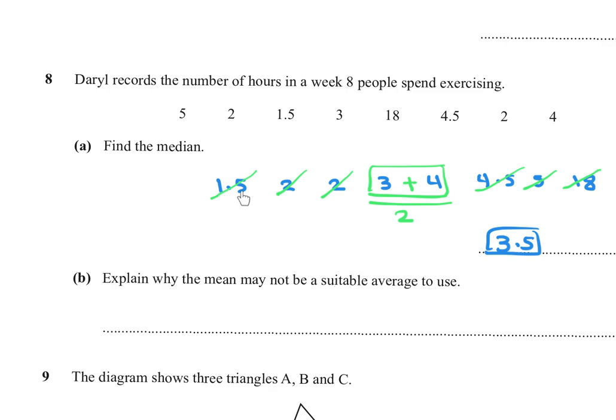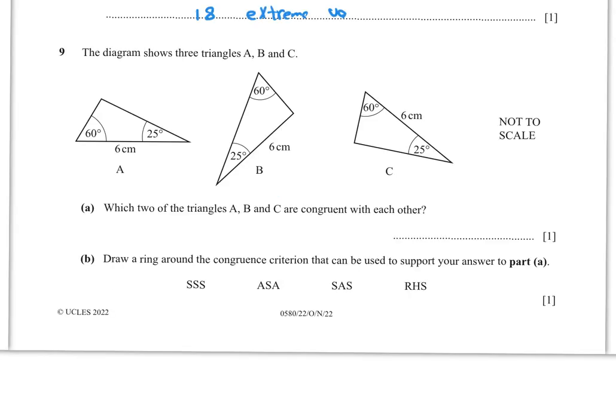Explain why the mean may not be a suitable average to use. If you look at the values, 1.5, 2, 2, 3, 4, 4.5, 5, then 18. So 18 is an extreme value. The others are closer to each other, but 18 is an extreme value, not close to them. So the mean is not suitable because 18 is an extreme value.